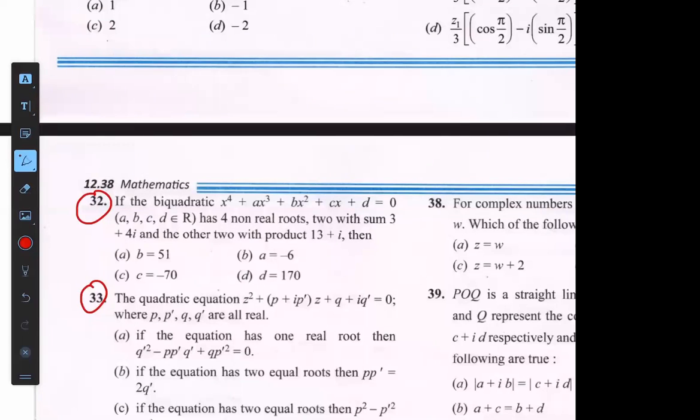सो बेसिकली देख, क्या लिखा है: सम विथ 3 + 4i एंड अदर टू रूट्स विथ प्रोडक्ट 13 + i। तो सिंपल सी बात है बेटा, देखो कोएफिशिएंट्स आर रियल, सो ओवरऑल सम इज ए रियल नंबर। So if sum of two complex numbers is 3 + 4i, then sum of the other two complex numbers will be 3 - 4i.